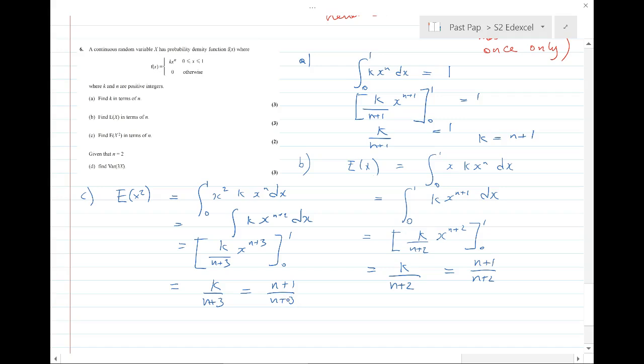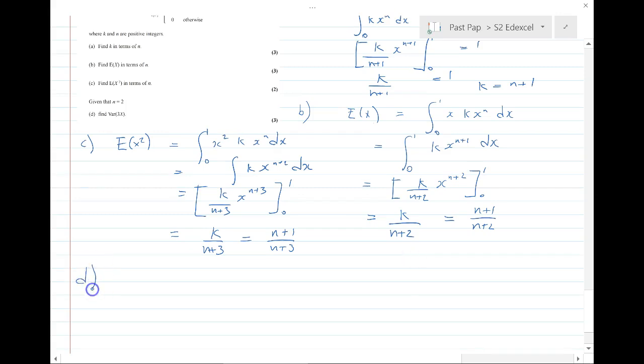Okay, and then finally part D. Given n equals 2, find Var(3X). Well, first of all, let's be clear about this: there's a formula for this. Because it's a variance, that's 3 squared times the variance of X. So that's 9 times Var(X). And we also know that E(X squared) will be equal to 2 plus 1, which is 3 over 5. And we know that E(X) is going to be, because n is 2, using this formula, 3 over 4.